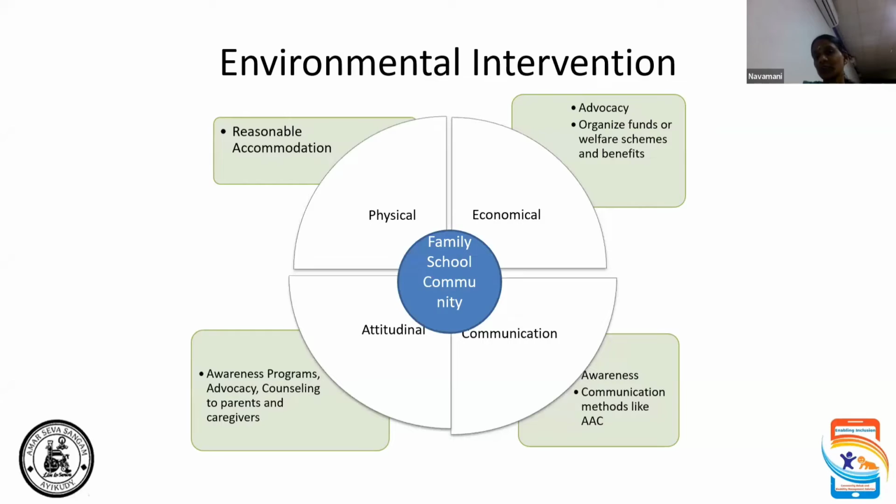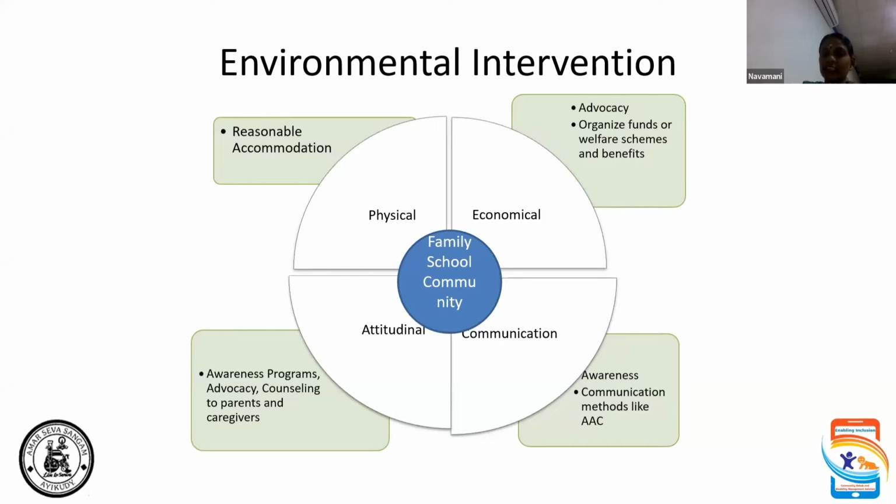And the third barrier is the economical barrier. For the reasonable accommodation, we organize funds or welfare schemes and benefits for the families. We do advocacy for the environmental reasonable accommodation in the common places, in the public places.